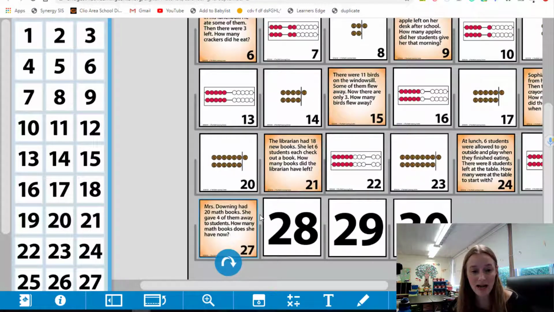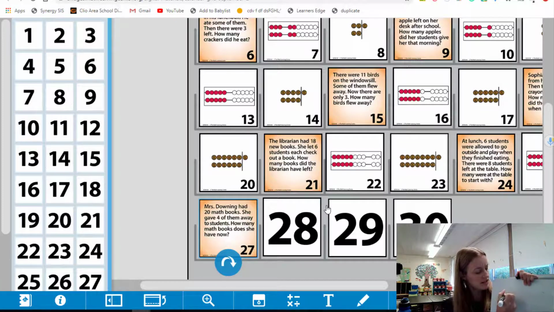It says Mrs. Downing had 20 math books. She gave 4 of them away to her students. How many math books does she have now? So I'm going to go ahead and grab my whiteboard and we're going to do this really quick together. All right, if she had 20 math books to start with and she gave 4 of them away, how many math books does she have now? So if we're giving something to someone, are we getting more of them? No, right? We're giving them away, so we're getting less. So we know we have to subtract here. So we're going to go 20 minus 4 equals, we don't know yet. That's our question right there.